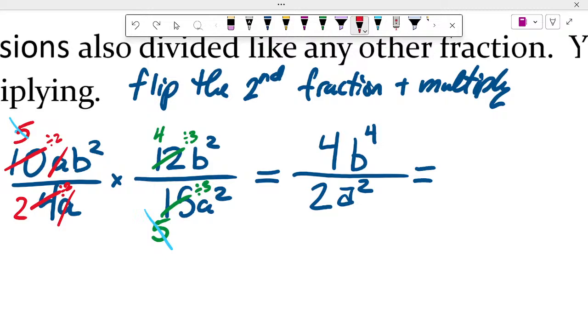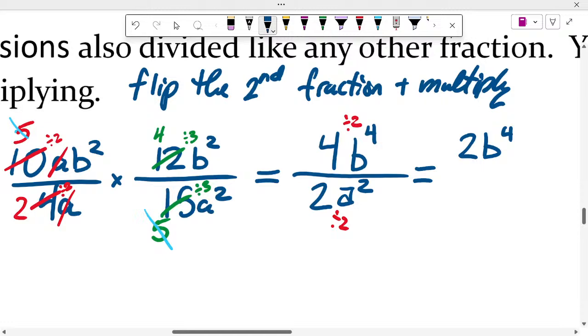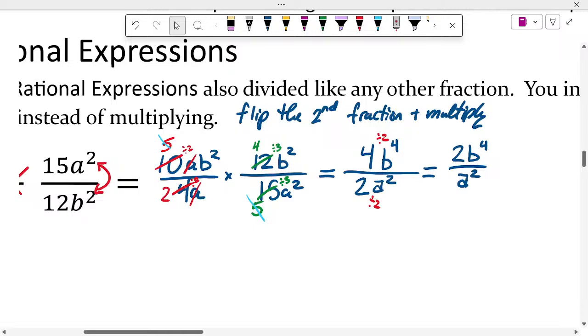Now, having said that, what can we divide the top and the bottom of this by? 2. Divide by 2, divide by 2. That's going to cancel that, and that's going to turn this into 2, right? So over here, on the top, we would have 2b to the power of 4, and what's left on the bottom? A squared. We could write 1a squared. Do I need to write that 1? No. So by convention, we just write 2b to the power of 4 over a squared.